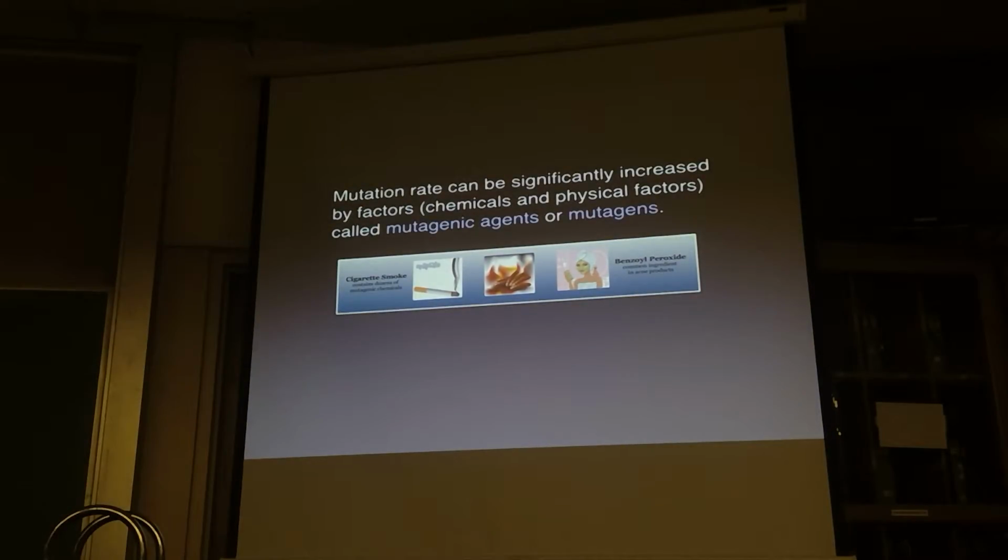Of course, mutation rate can be significantly increased, again, either by chemical factors or physical factors, and those things are referred to as mutagenic agents or mutagens. Again, there's way more than we can look at. This little diagram just has a couple of things on there. You're looking at it and going, what are those things in the middle? They look like mealworms. And for a long time, I was looking at that diagram and thinking, what the heck? Cigarettes, okay, I can see that. Benzyl peroxide, okay, it's got a label on it. But what's that thing in the middle? Anybody know?